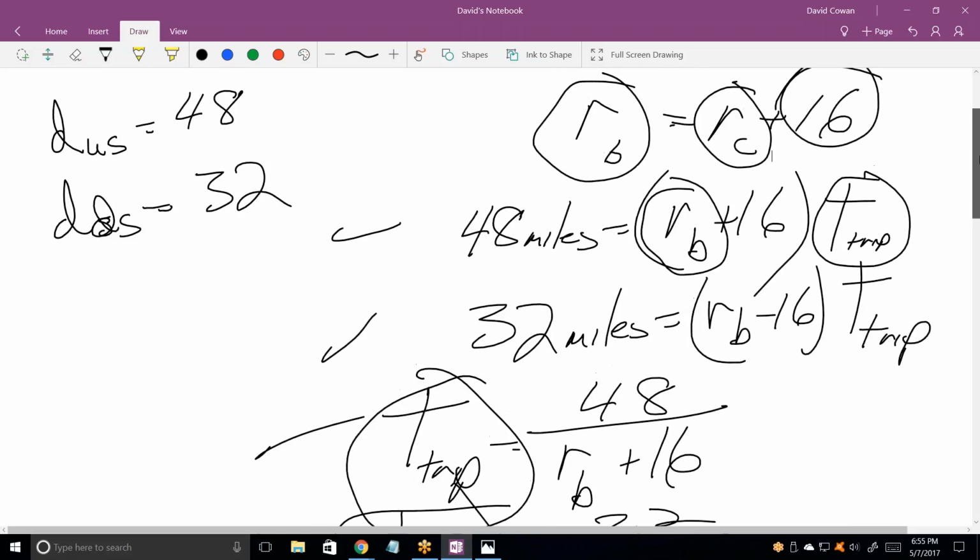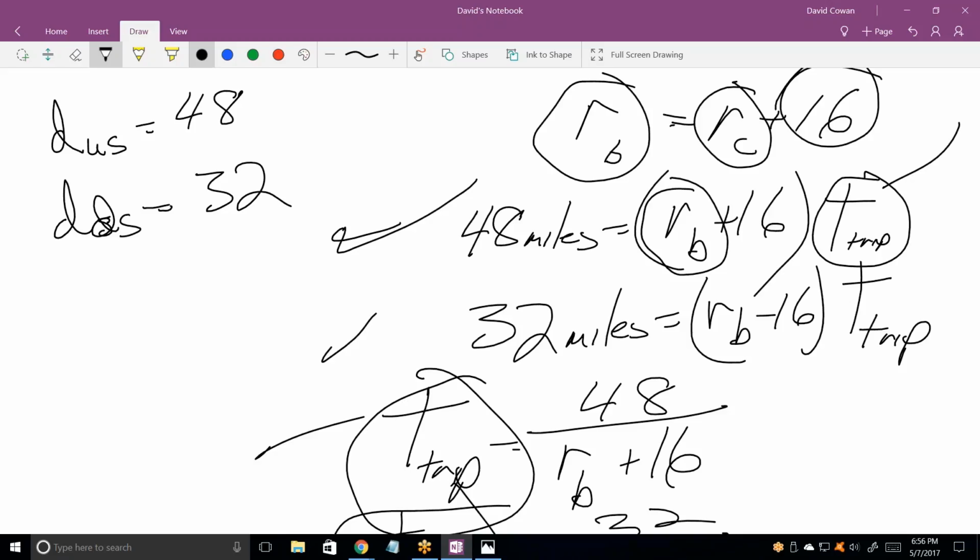Second, distance equals rate times time. So going downstream, the distance is 48 miles. The rate is not the speed of the boat, but the speed of the boat plus the 16. And times the time of the trip, which is an unknown at this point in time. So this seems to be correct.